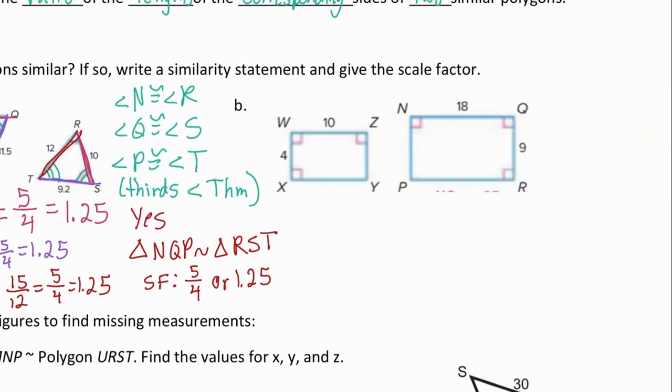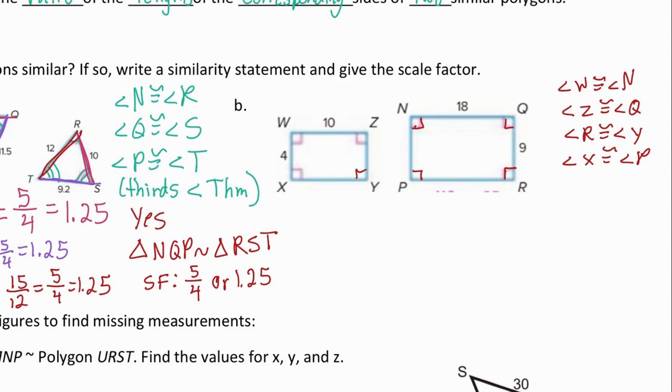So going on to the next one, again, it's asking us if these are similar or not. So we have right angles here, which, if we have 3 right angles, we're going to have a fourth in both images. So that again means that angle W is congruent to angle N, angle Z is congruent to angle Q, angle R is congruent to angle Y, and angle X is congruent to angle P. So all the angles are congruent, so we're good there. We now just need to check our sides.